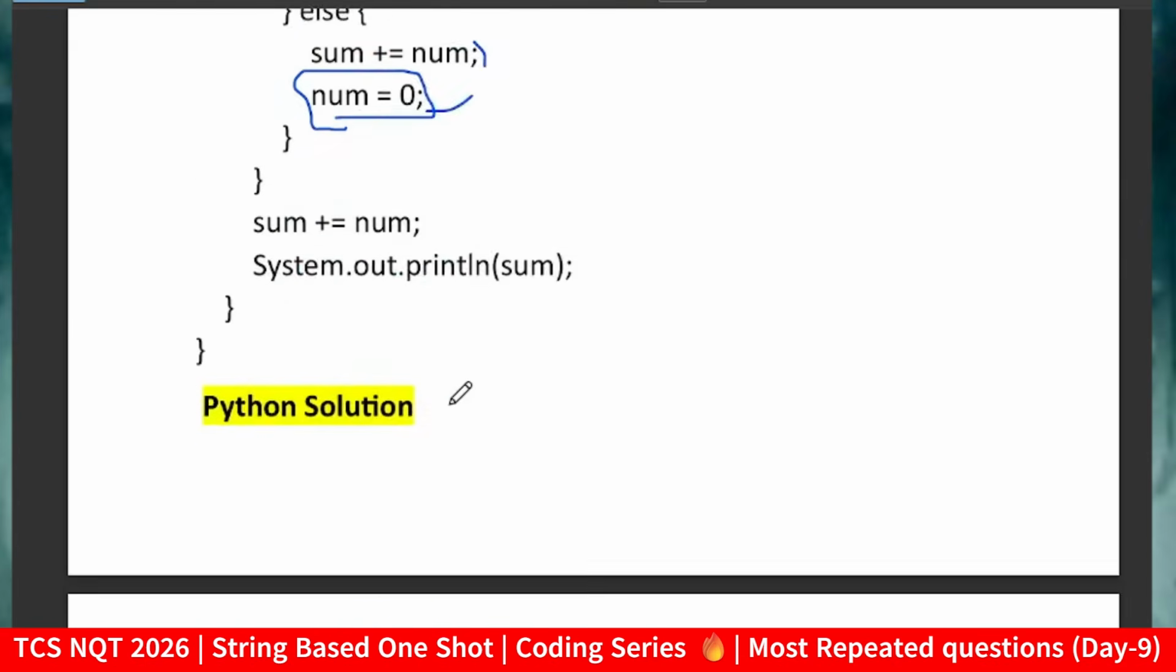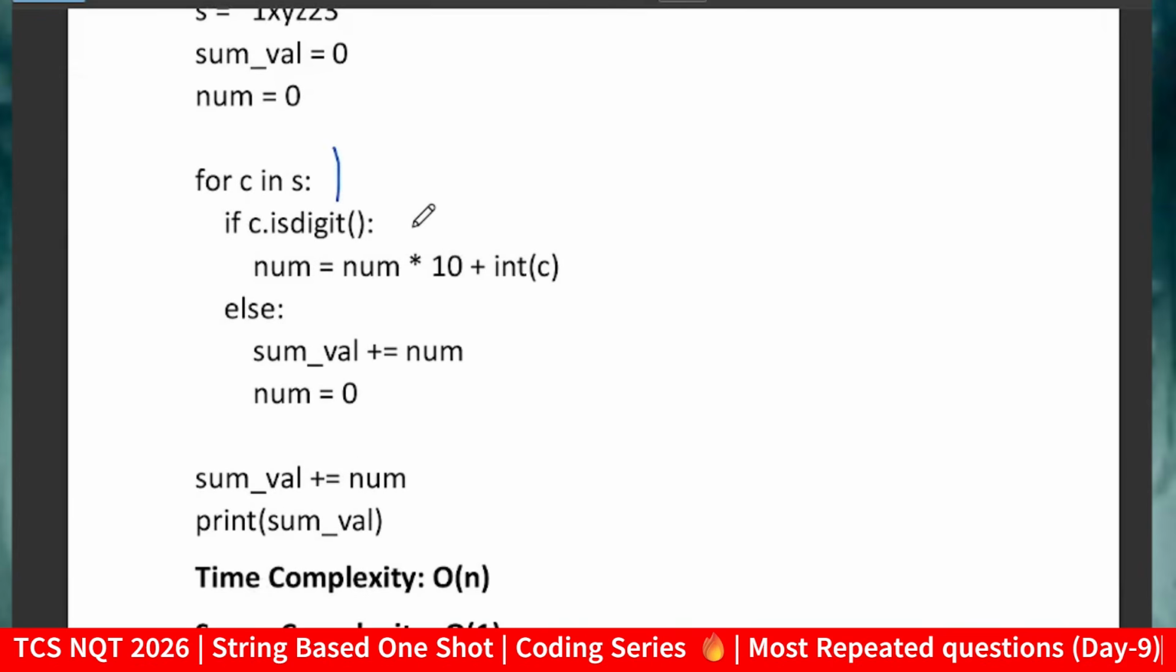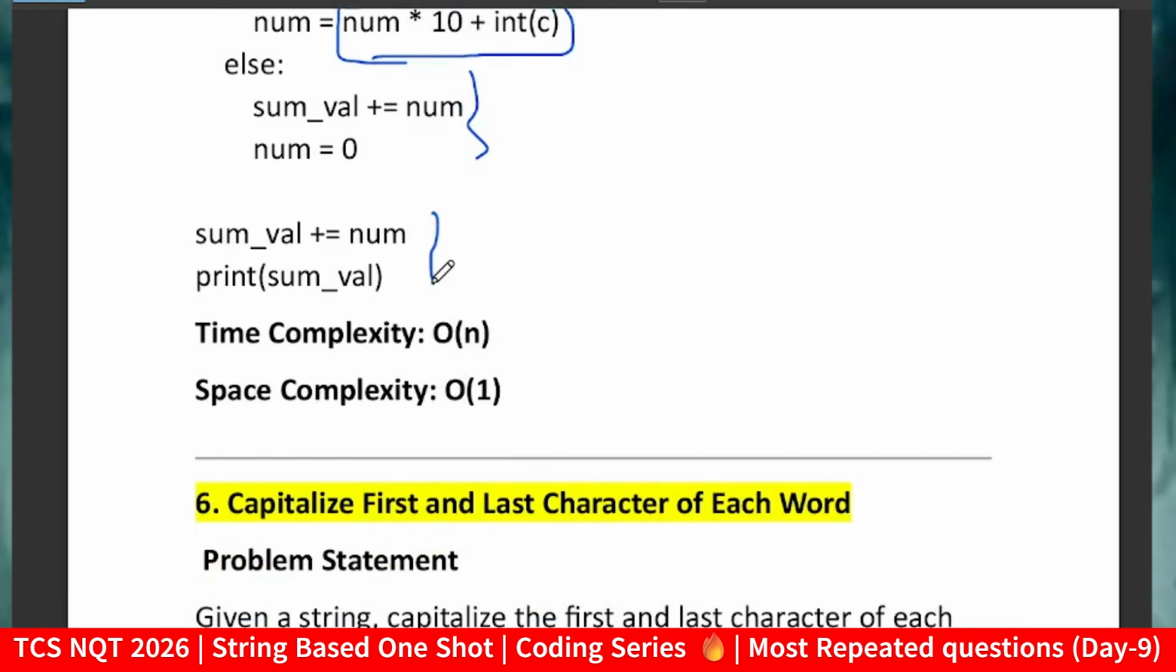Coming to the Java solution, which I already discussed, and now the Python solution. I just traverse the string. Now check if c.isdigit(), num = num * 10 + int(c). Okay, so it will give the value, else sum plus num and num equal to 0. Now talking about the time and space complexity. Time complexity will be O(n) since we are traversing the whole string, and space complexity will be O(1) because we are not using any extra space here.